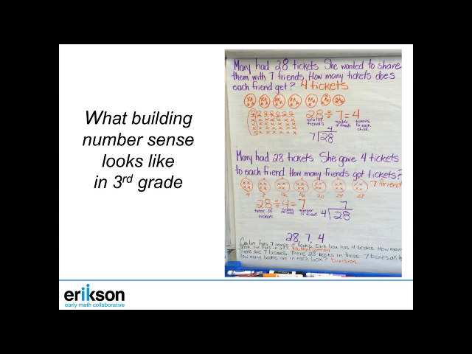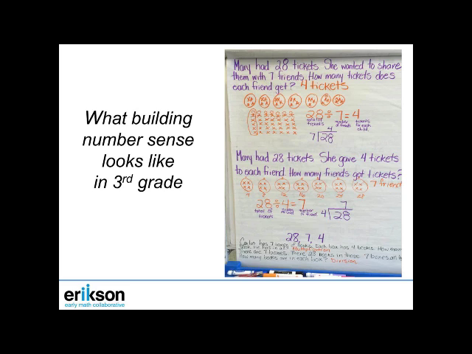Right. And the second slide that you guys are seeing right now, my students were having a difficult time with writing number models for division problems. So I gave them the word problem on the top. I'm just going to read it if it's hard for you to see it. Mary had 28 tickets, and she wanted to share them with 7 friends. And how many tickets does each friend get?